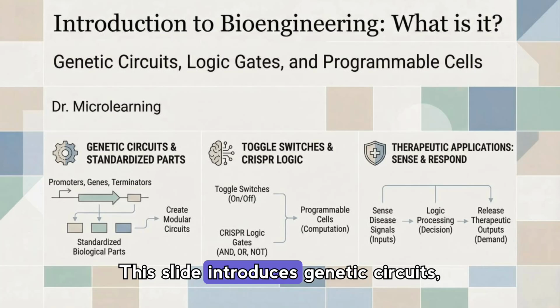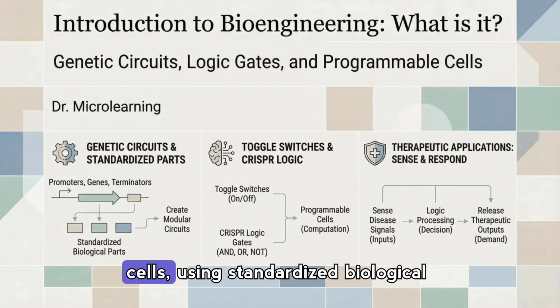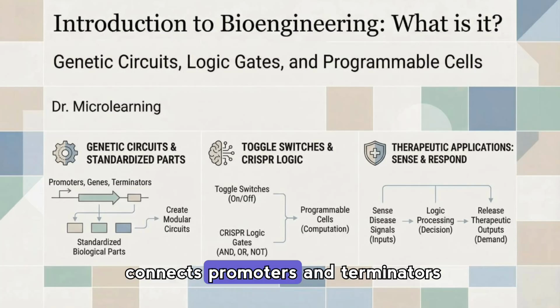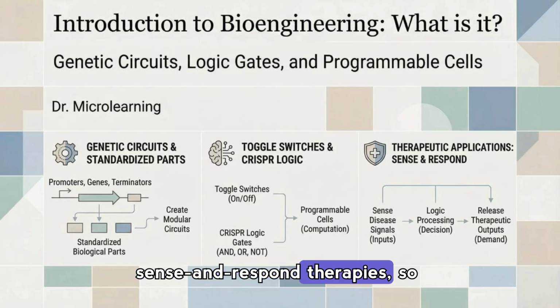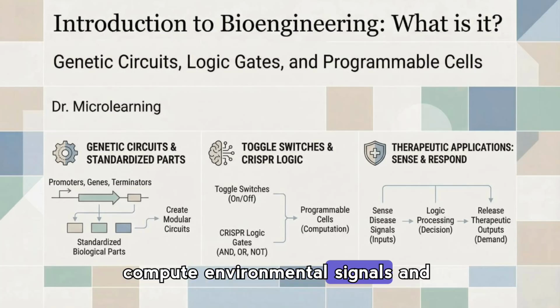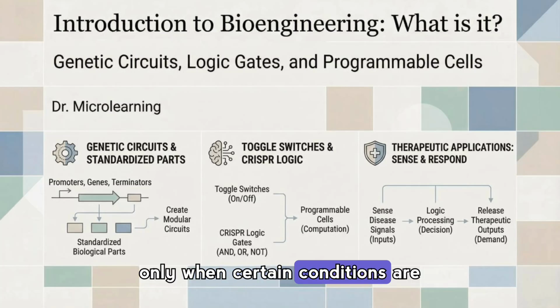This slide introduces genetic circuits, toggle switches, and programmable cells, using standardized biological parts to build logic gates. The visual connects promoters and terminators to CRISPR-based logic for sense and respond therapies. So imagine engineering cells that compute environmental signals and then produce a therapeutic response only when certain conditions are met.